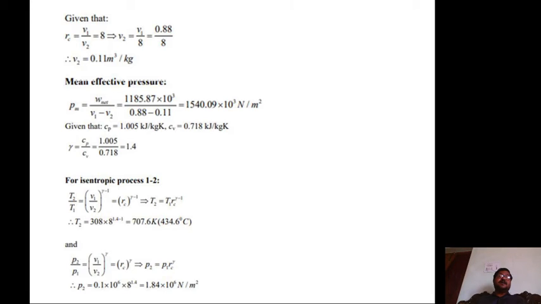From there, you can calculate P2 by P1 is equal to V1 by V2 raised to the power of gamma, in the same manner. P2 is 1.8 into 10 to the power of 6 Newton per meter square.